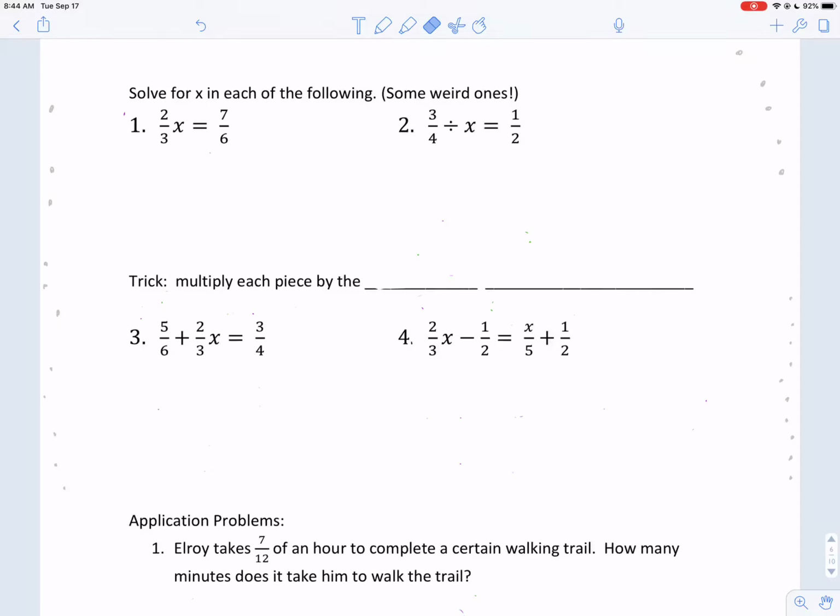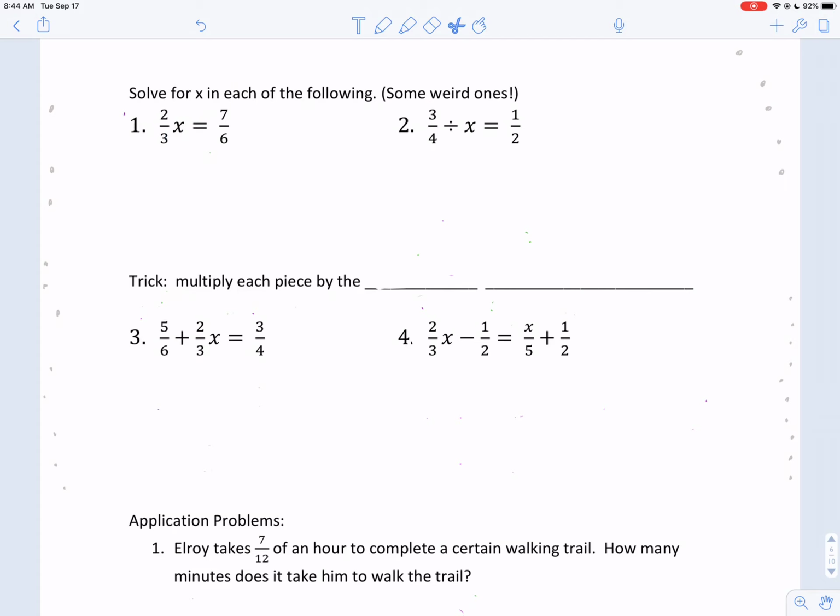In this section, we're going to solve some equations that have fractions in them. These can be pretty weird. So let's work the first one. 2/3 x equals 7/6. Well, the key to solving equations is trying to get your x all by itself.